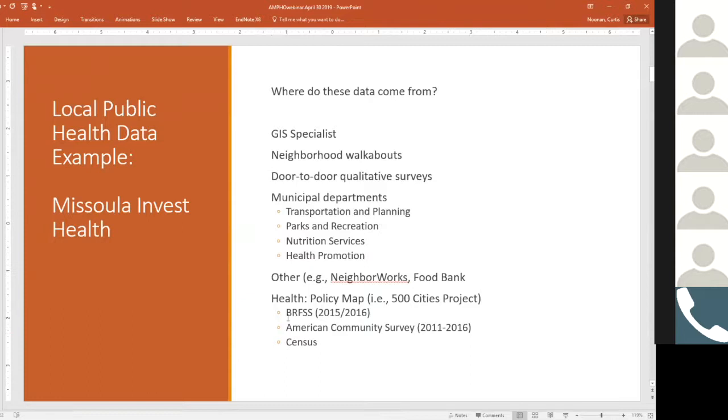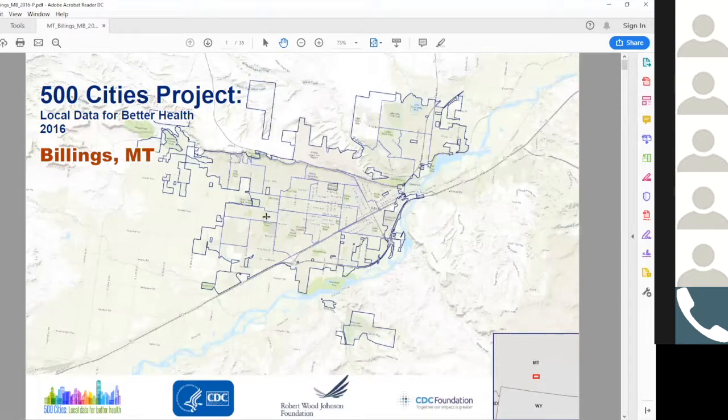That includes information they've also captured from the Behavioral Risk Factor Surveillance Survey, the American Community Survey, and the census. So just flipping screens here again, because I wanted to take a look at a specific document. This 500 Cities project, and the Policy Map folks, as I said, gather a lot of information from a variety of sources, but one of the big ones in terms of health outcomes is this 500 Cities project, which is led by the Centers for Disease Control and Prevention.